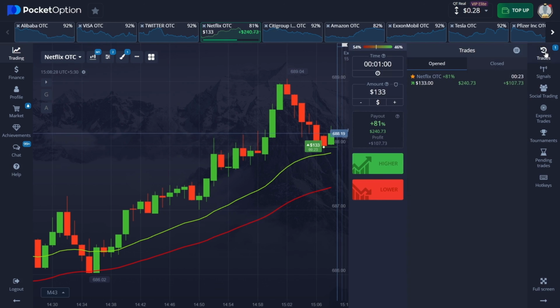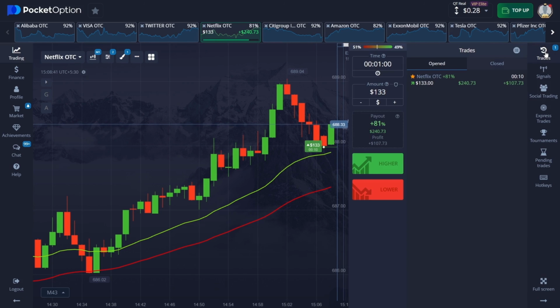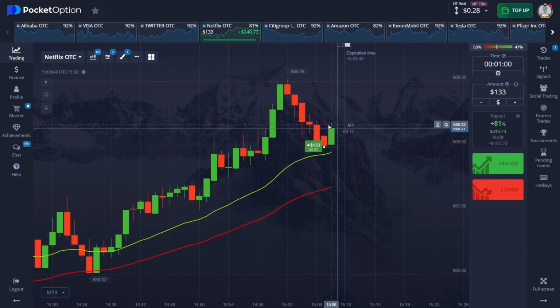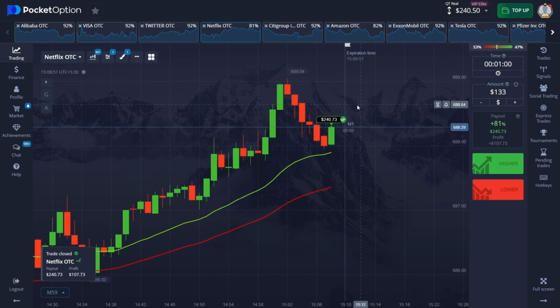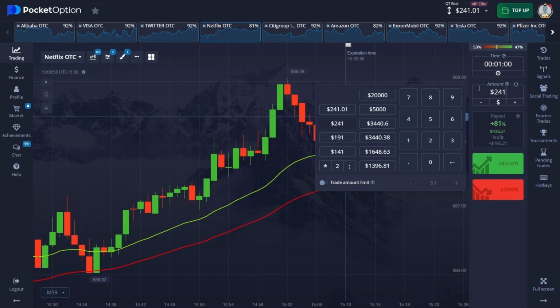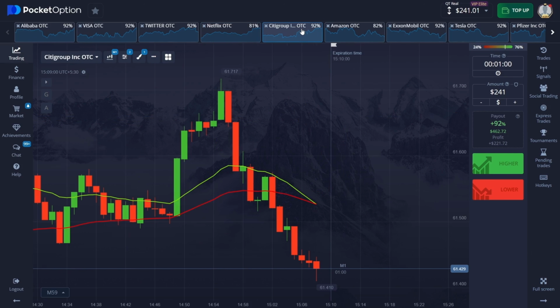The pattern looks promising with 22 seconds left. It seems like a solid win. With only 10 seconds left, I don't think we'll lose this trade. Okay, I won this trade too. My balance has increased to $241 from $10. Let's find a trade for $241 on the OTC market.